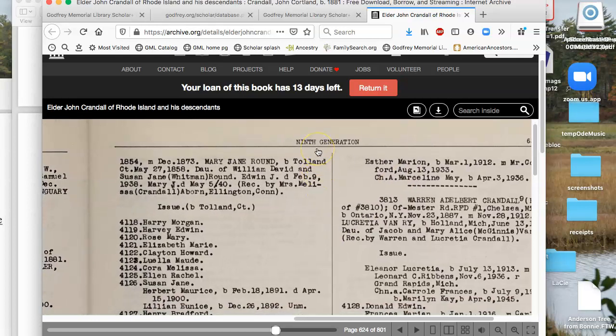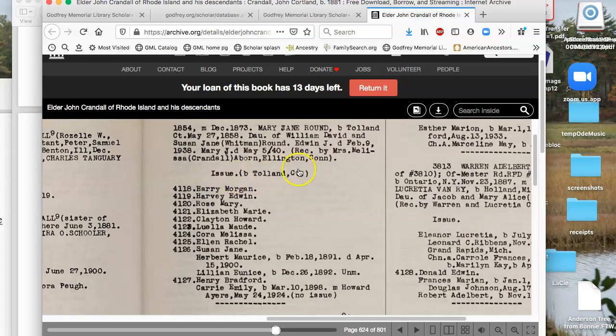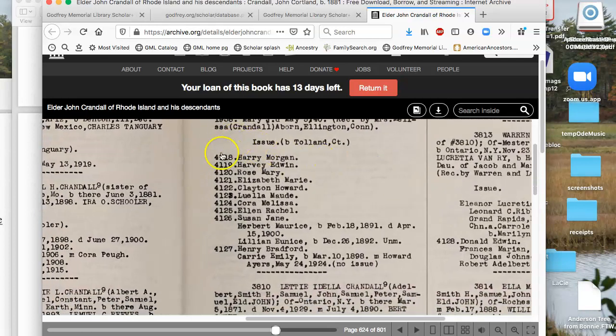So here's the 9th generation of Crandalls, and indeed Tolland is the place where I grew up and where Mrs. Ayers took care of me. So let's start looking down here. The members of the family: Harry, Harvey, Rose, Elizabeth, Clayton, Luella. These are great old names. Cora, Ellen, Susan Jane, Herbert Maurice, Lillian, Eunice. Lillian was Mrs. Ayers's sister, Miss Crandall, and she had a pond, which was eventually taken over by the town, but she had a pond and there used to be a cider mill on it, and she would watch the kids as they were swimming in the pond. And then we have Henry, Bradford, and finally here's Carrie.